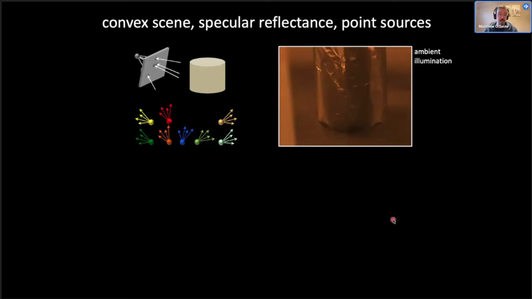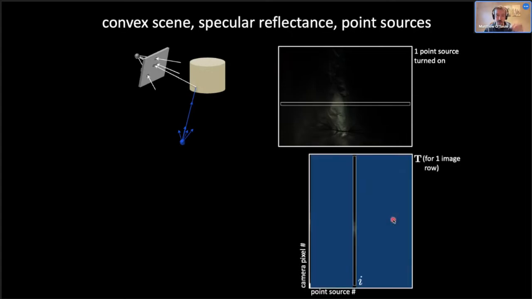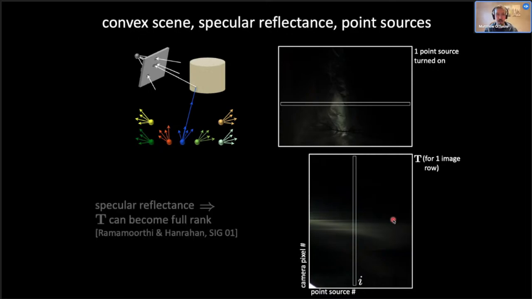We could also try replacing the object with something that's more specular. So instead of being diffuse, this object's going to be a little bit more mirror-like. So in fact, in this case, we put some tinfoil on top of an object, and we can repeat the same process. Illuminate it with different point sources, capture rows, stick them into columns of a matrix, and build this all up. In this case, we're going to get a very different structure once again.